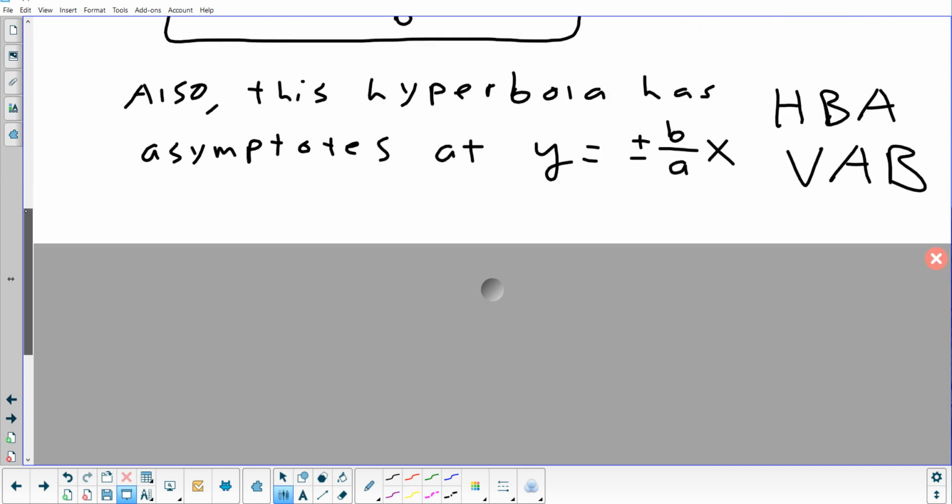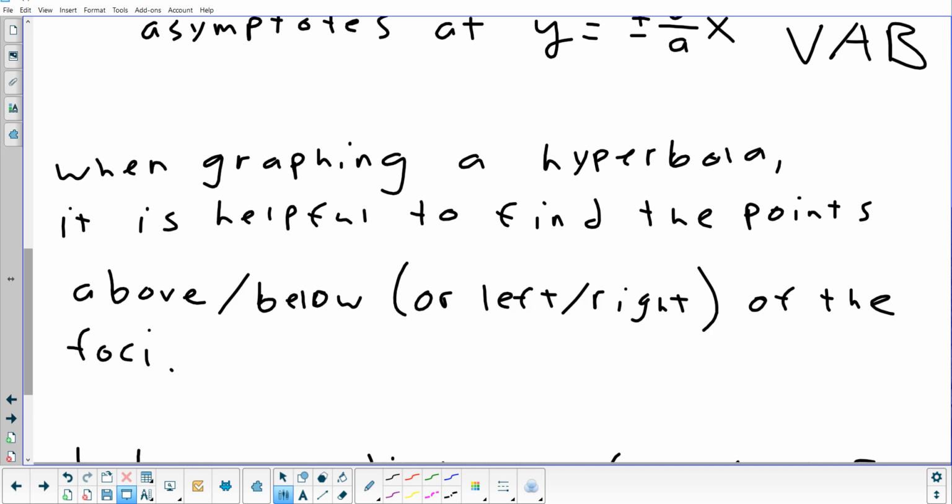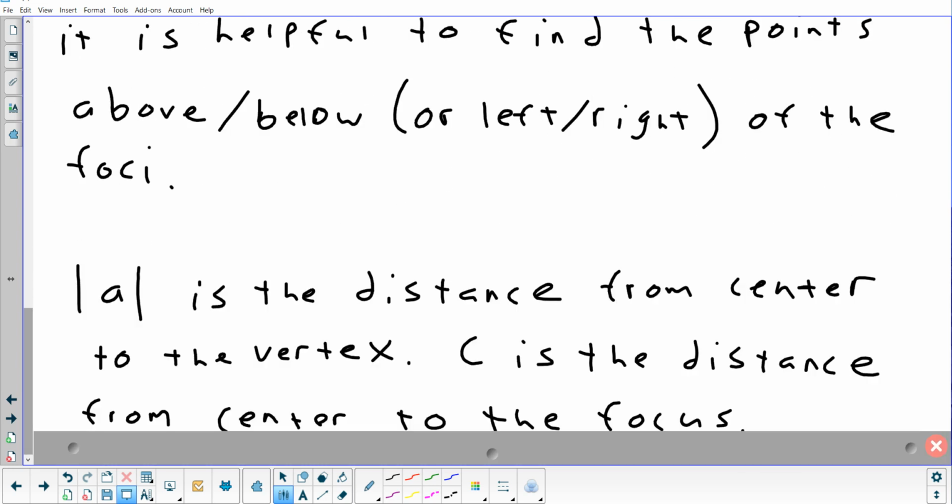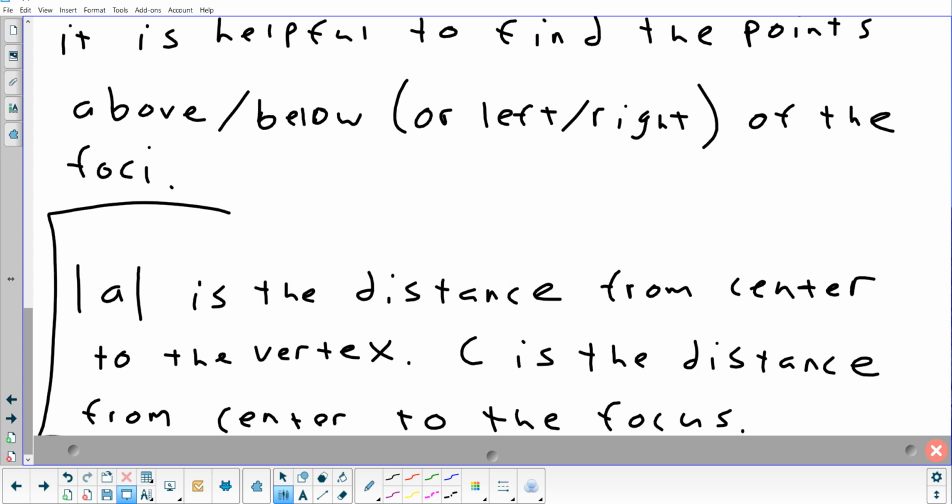Question on it? All right, not worried about that. This is what you should write down if you don't have it from yesterday. A is the distance from the center to the vertex. C is the distance from the center to the focus. I don't know why they put absolute value, because I don't think A would ever be negative. Really don't have to worry about A ever being a negative.